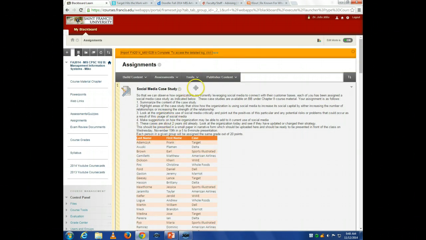Number one, summarize the content of the case study. So maybe a paragraph about what the case study is about. Number two, highlight areas of the case study that show how the organization is using social media to increase its social capital, by either increasing the number of relationships, we just talked about that, or increasing the strengths of those relationships. Number three, look at the organization's use of social media critically and point out the positives of this particular use, and any potential risks or problems that could occur as a result of using social media. Four, make suggestions on how the organization may be able to add to its current use of social media.